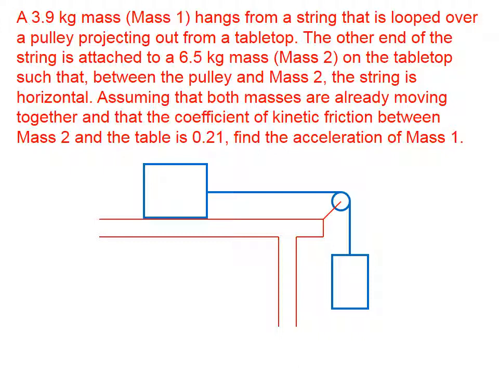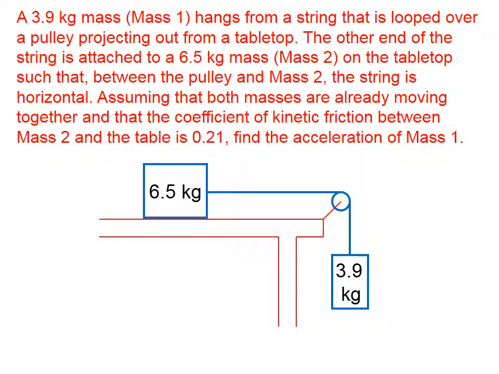A 3.9 kilogram mass, which I'll call mass 1, hangs from a string that is looped over a pulley projecting out from a tabletop. The other end of the string is attached to a 6.5 kilogram mass, mass 2, on the tabletop, such that between the pulley and mass 2, the string is horizontal. That's actually quite an important point.